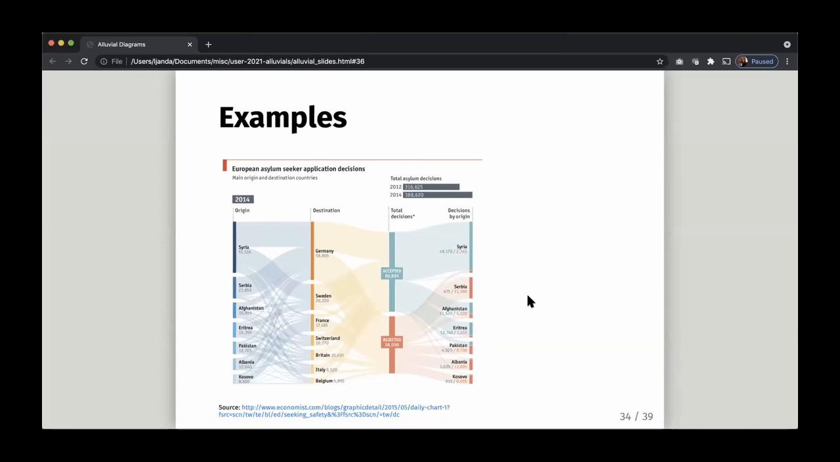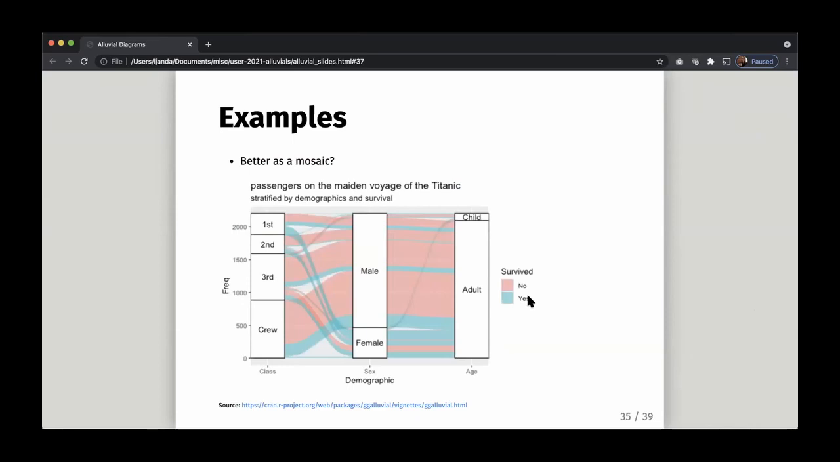All right. So this next one, I want to ask what people see with this one that makes it a little different from all of the other alluvials that I have shown. Yeah, so this, exactly, Nick, there's no transition here from one state to another. Our x-axis is just different demographic categories, really.